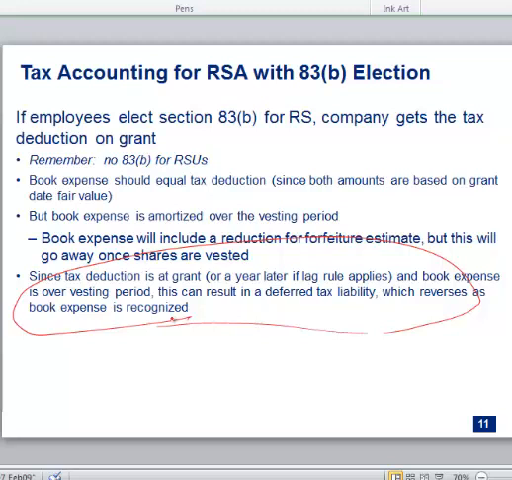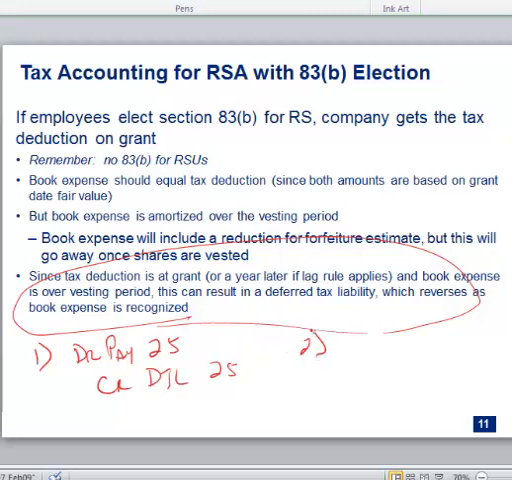Okay, so on day one, you get a deduction. You're going to debit your payable for 25. You're going to credit your DTL for 25. Okay, debit payable, credit DTL. And then as that book expense is recognized, it's not deductible. You already deducted the award, right? So let me kind of write this out here. On day one, you're going to debit your payable for 25, and you're going to credit your DTL for 25.